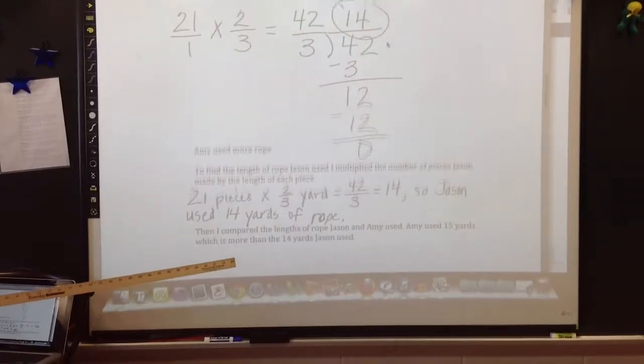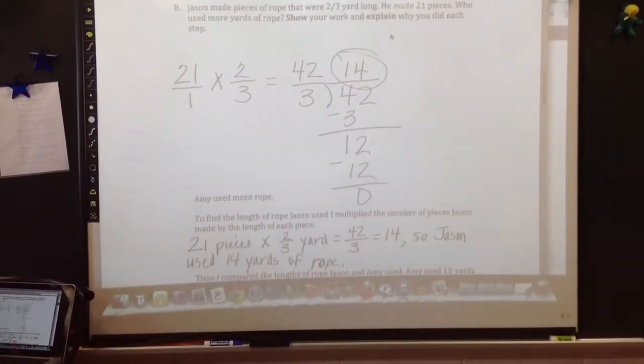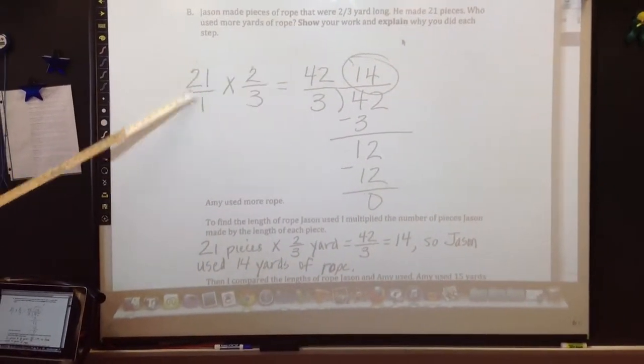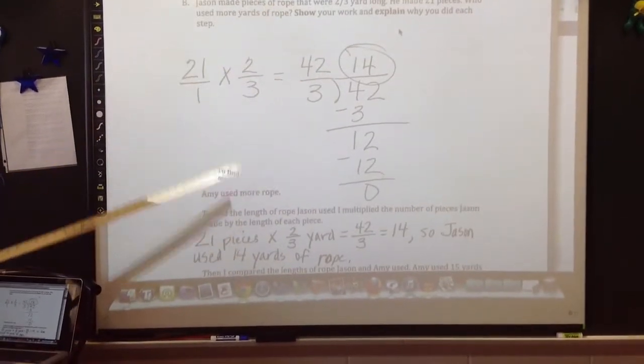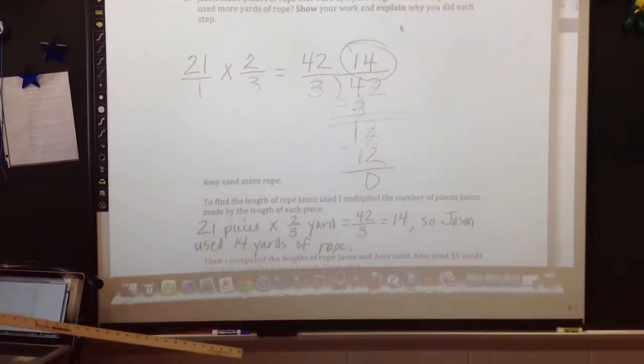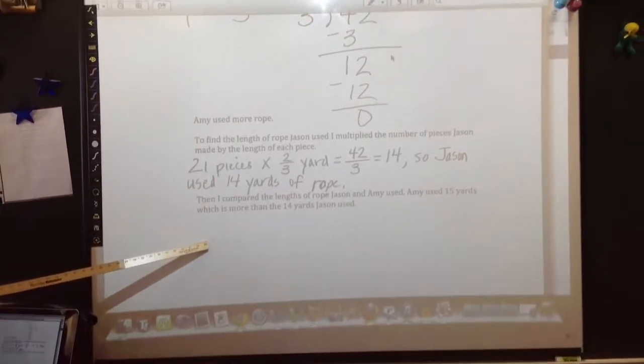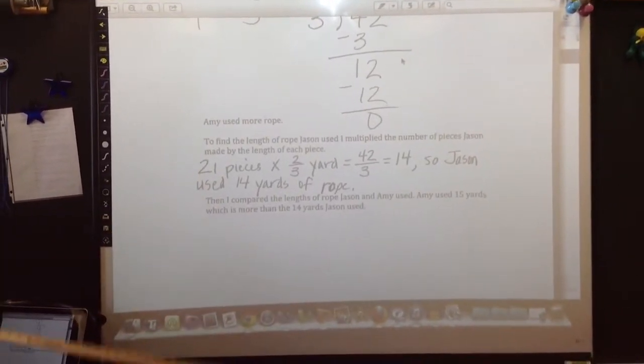So when we're responding to an open-ended question and it says to show your work, you have to be sure to show your work and then explain it by writing down every step that you completed to answer the question.